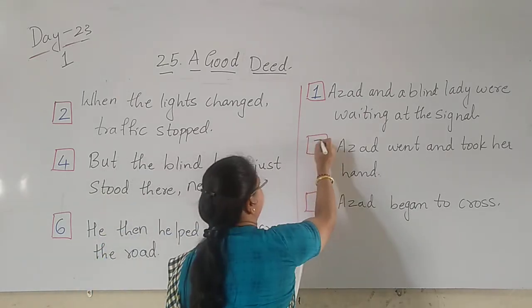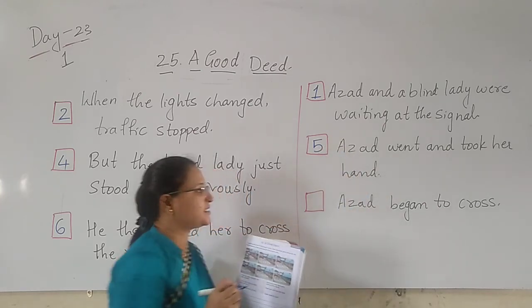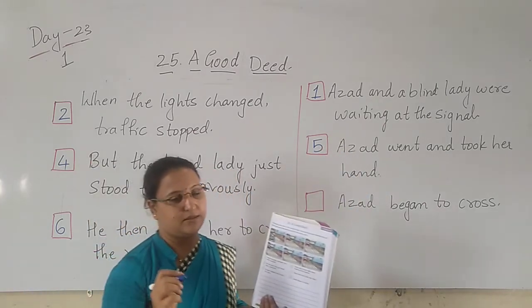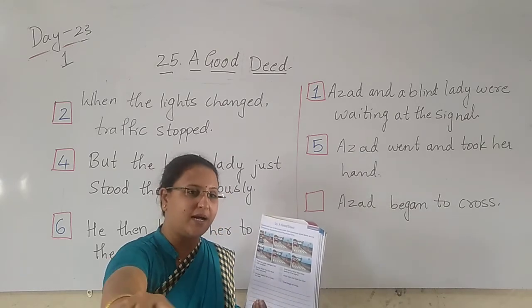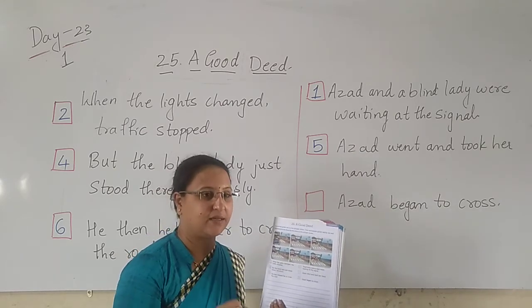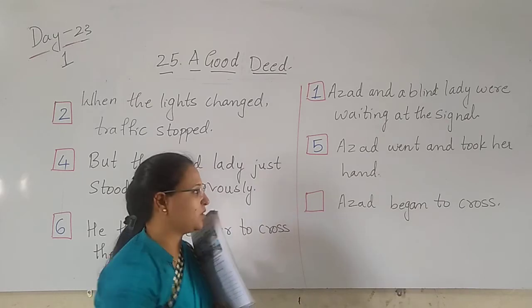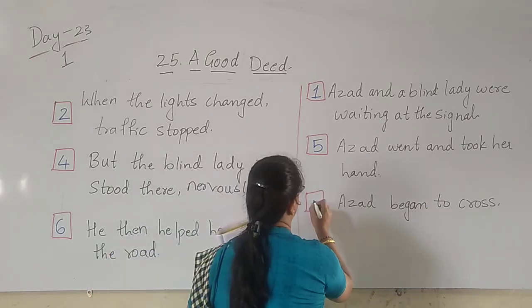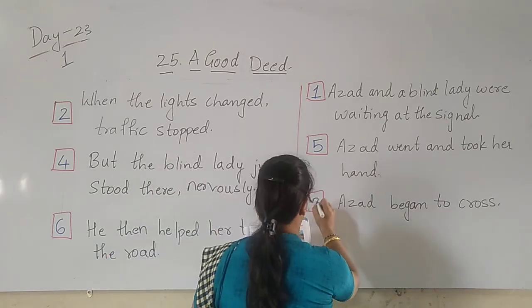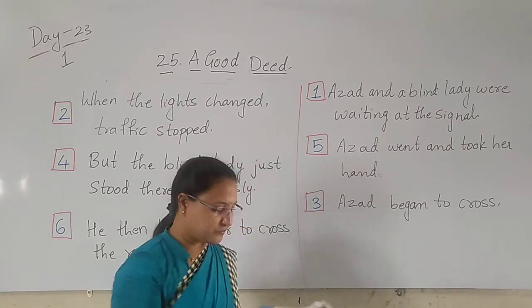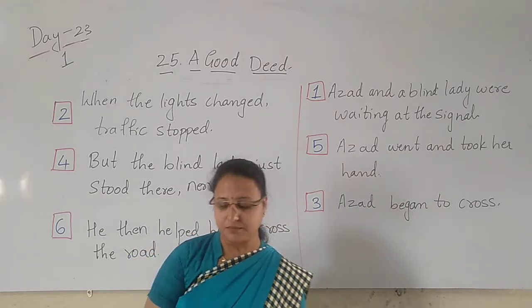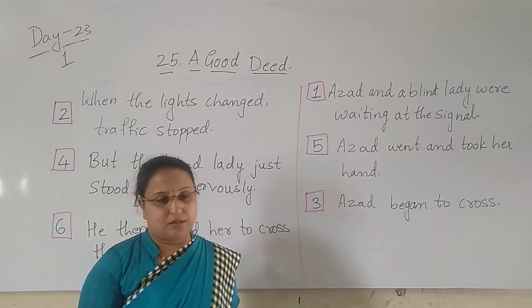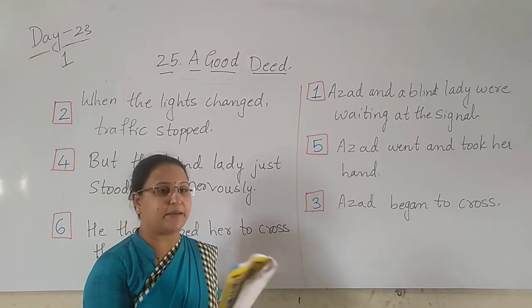So, fine. The next: Azad began to cross. Then what did he do after going? He held the hand of the grandma and he took the blind lady, and then he was crossing the road. That is the third sentence. So here, children, you can see the sentences we have given the numbers.